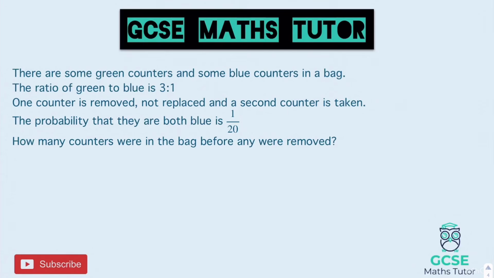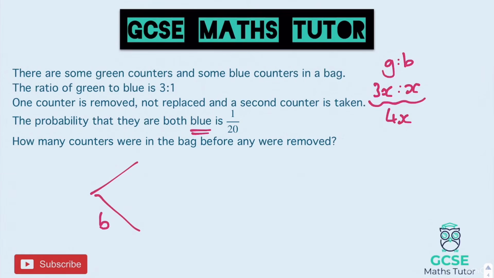Okay, so we've got green to blue counters, and it says green to blue is 3 to 1. So if we label this up as a ratio, we have green to blue, 3x to x. And in total, that gives us 4x. So constructing our tree, we're interested in the fact that they're both blue here. So if we have green going up, blue going down, keeping it in that same order, green would be 3x over 4x, and blue would be 1x again over 4x.